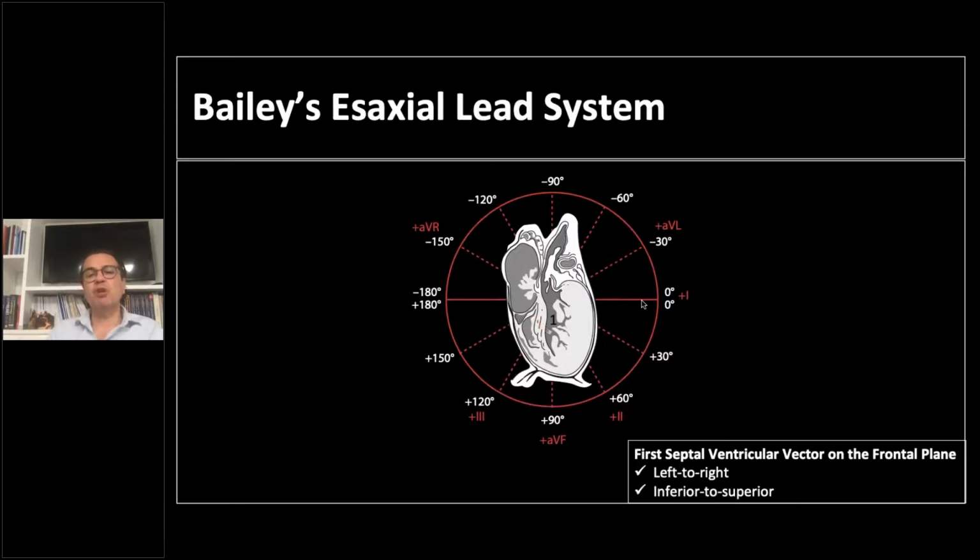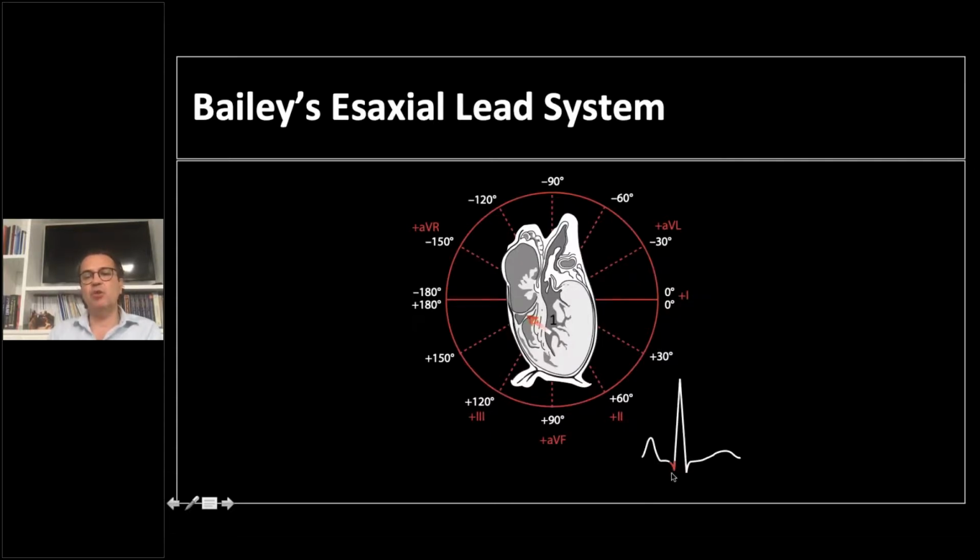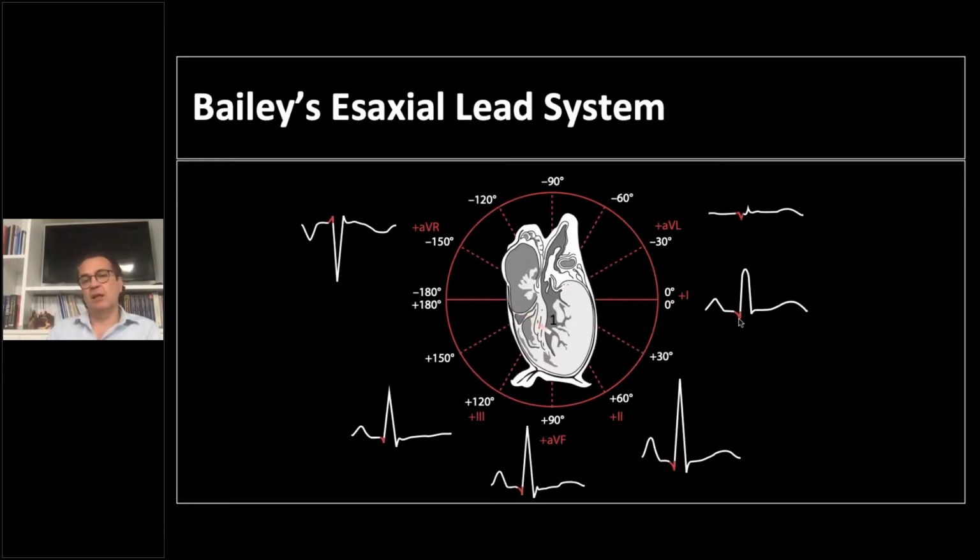Now we have the ventricular vector. So the first is the septal ventricular vector. It's left to right, inferior to superior. So it's coming from the left ventricle up to the right ventricle. And this is usually inducing a Q wave in leads 2, aVF, and 3, and an R wave in aVR. This is very important. And then usually there is a tiny Q in lead 1, and usually also can have a tiny R or Q in lead aVL.